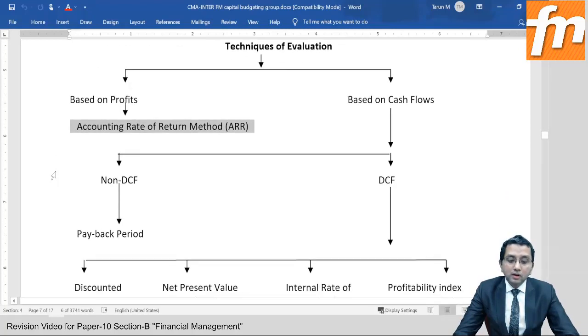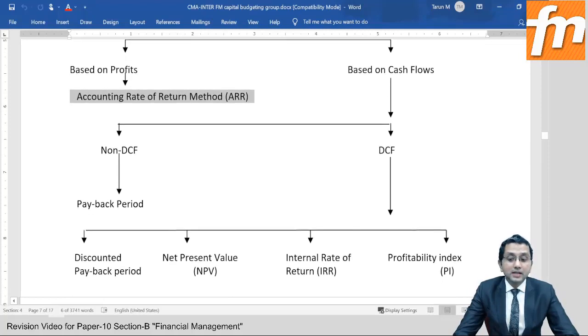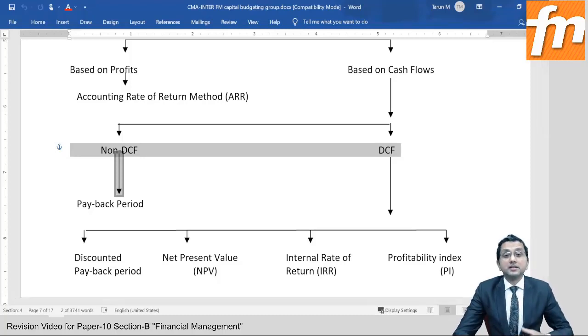But almost all techniques of evaluation are based on cash flows. Now, all the techniques of evaluation which are based on cash flows, I can again divide into two parts: non-DCF techniques and DCF techniques. DCF stands for discounted cash flow, where you calculate present value.